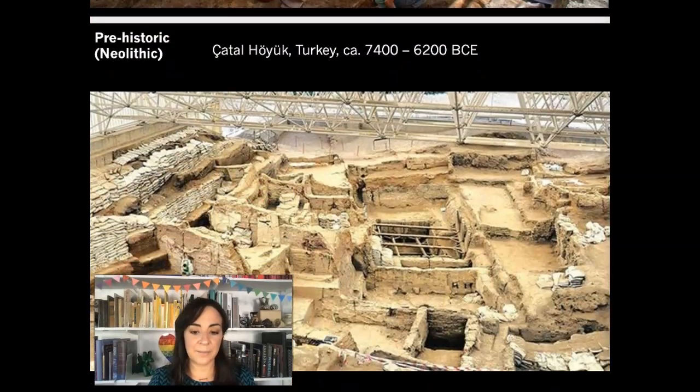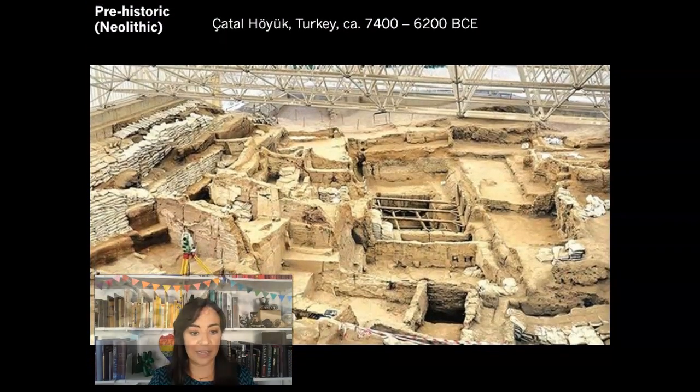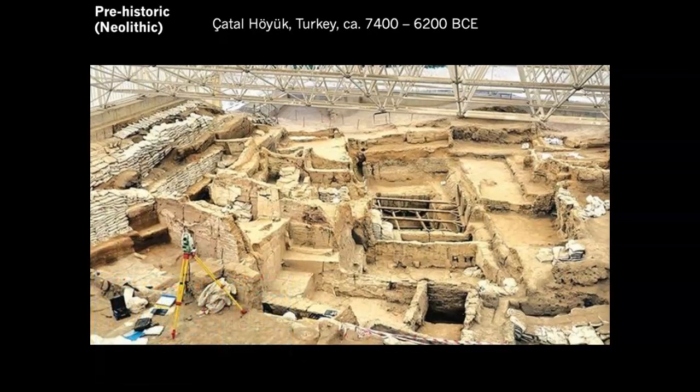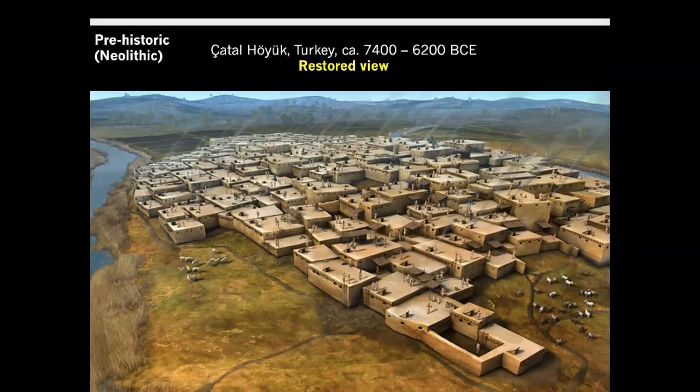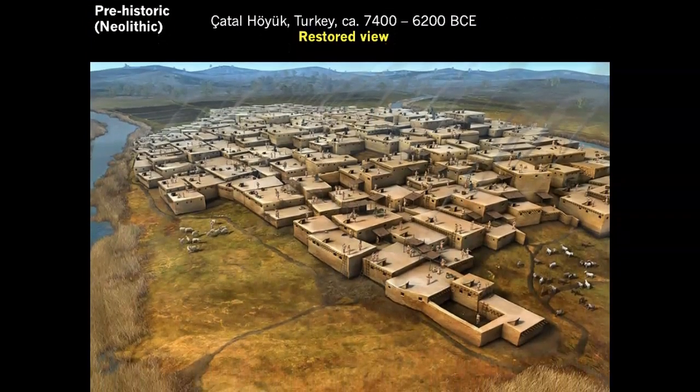The settlement, based on the archaeological findings, shows that people lived, an estimated population of about 1,000 people. They lived in these square rooms, and there were no streets. Instead, they were condensed one next to another, and the interiors were accessed by rooftops. Here we have an artist's rendering or a restored view of the site. This is what we believe Çatalhöyük to have looked like when it was populated.